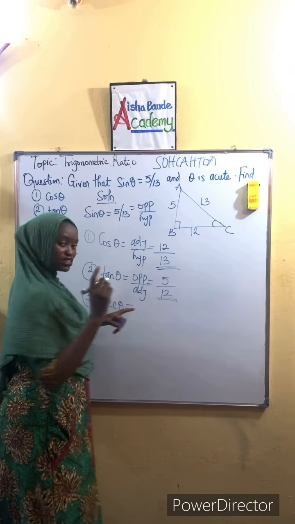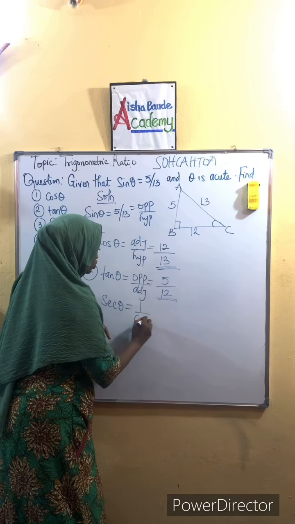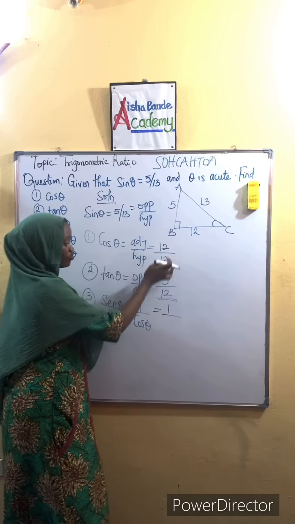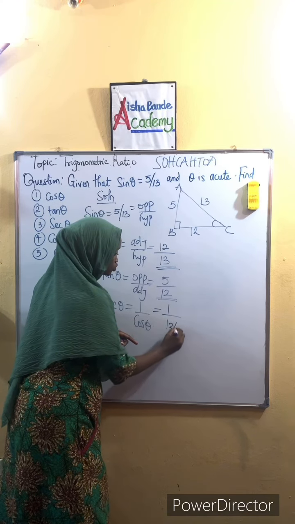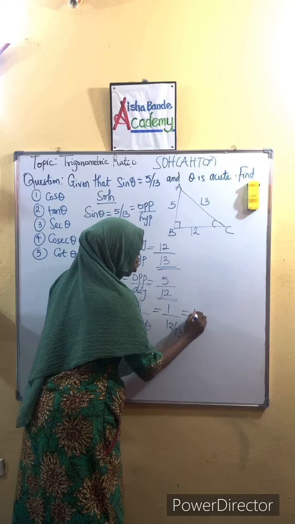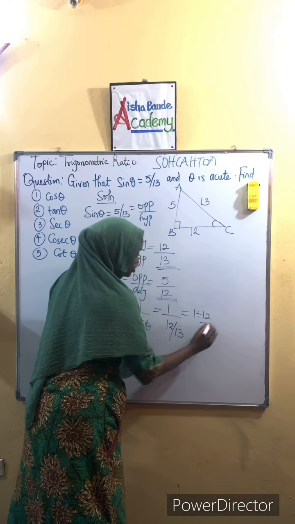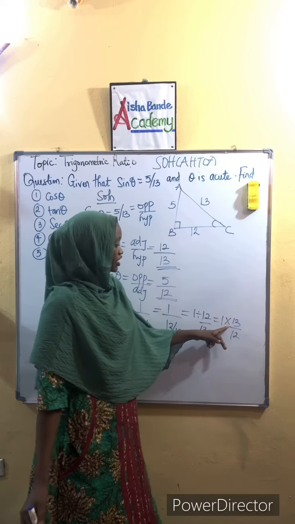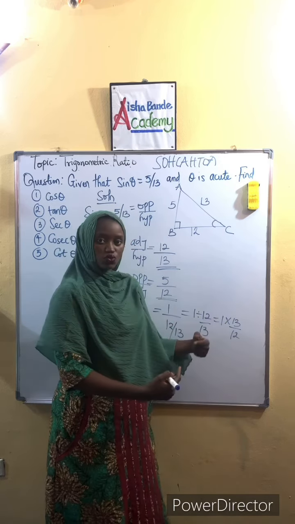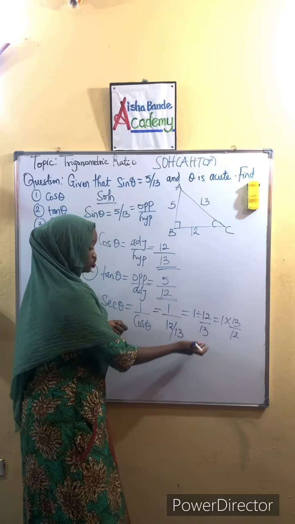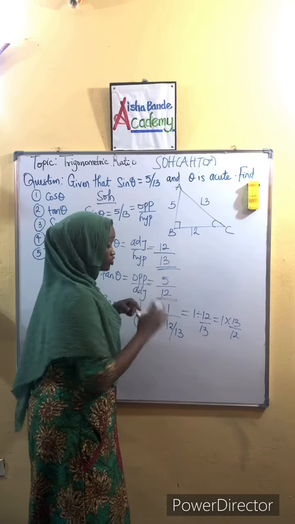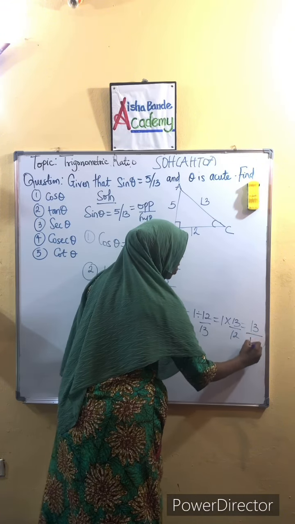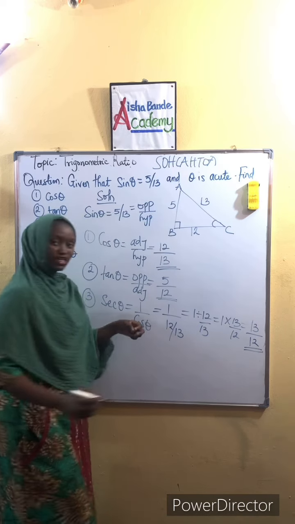Moving on, the third question is sec theta. The formula for sec theta is 1 over cos theta, which is 1 over 12 over 13. This is the same as saying 1 divided by 12 over 13, which equals 1 times 13 over 12. When the division sign turns to multiplication, we take the reciprocal of the fraction, so the denominator becomes the numerator and the numerator becomes the denominator. Simplifying, we have 1 times 13, which is 13 over 12. This is our final answer.